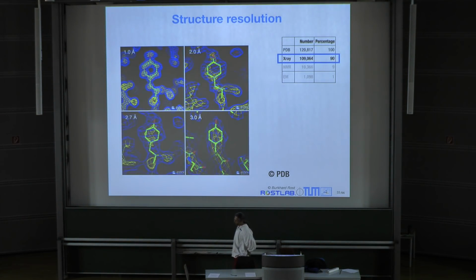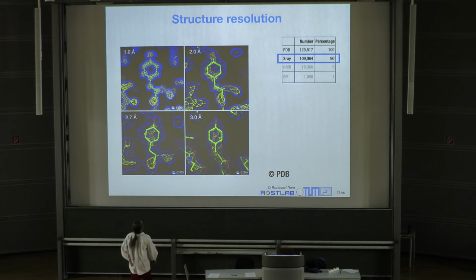I believe it's better now. The blue is the electron density map, the experimental data. At 3 angstrom, how you fit this ring into that is rather arbitrary, right? You immediately see that rotating that ring will not change the fit very much. You can rotate the ring and it will still fit those experimental data.